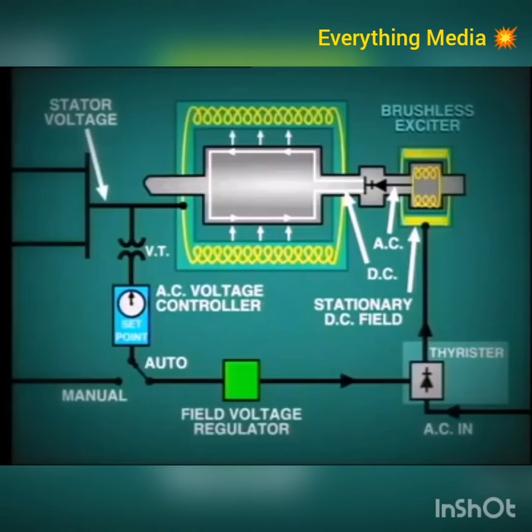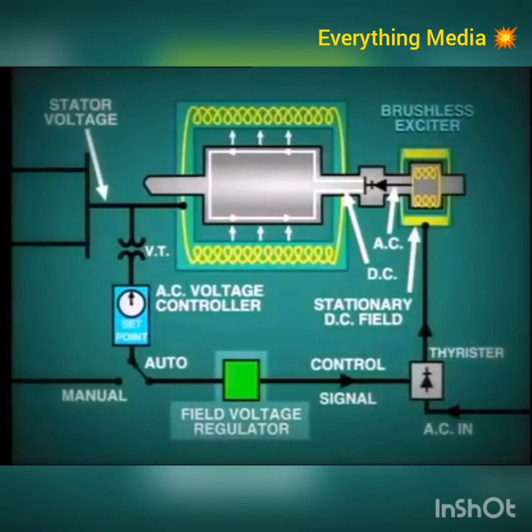However, control is effected in the same manner. That is, by adjusting the firing of the thyristors, and this in turn is governed by the field voltage regulator. The arrangement at this point is similar to the static exciter. When in auto, the field voltage regulator receives its command signal from the AC voltage controller, which in turn monitors the output voltage of the generator. The operator can adjust the AC set point as required.